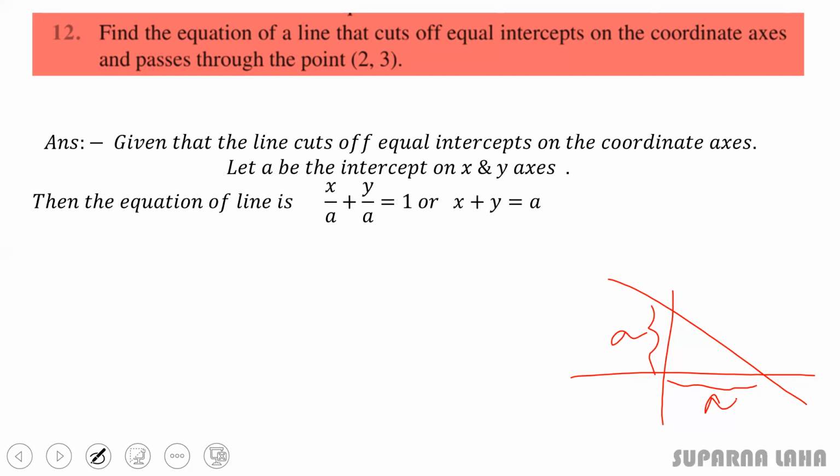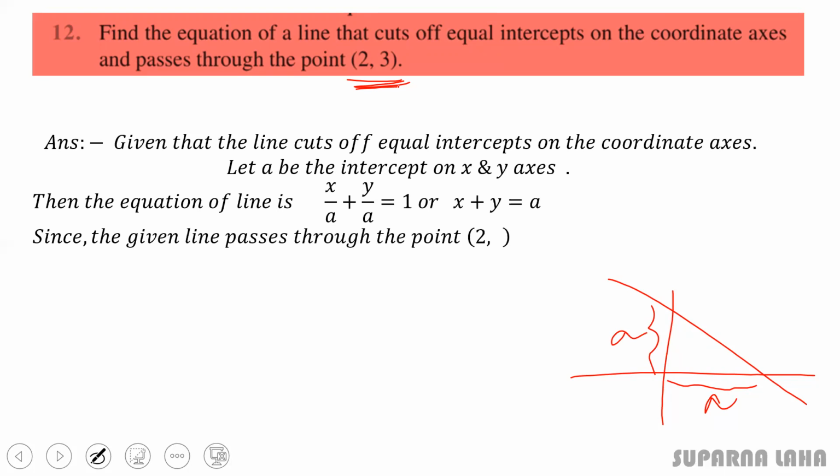Now it's passing through the point (2, 3), so it will satisfy the equation. So put x equals 2, y equals 3. From there you can easily find the value of a, which is equal to 5. So the equal intercepts are 5. So the equation of the line is x plus y equals 5.